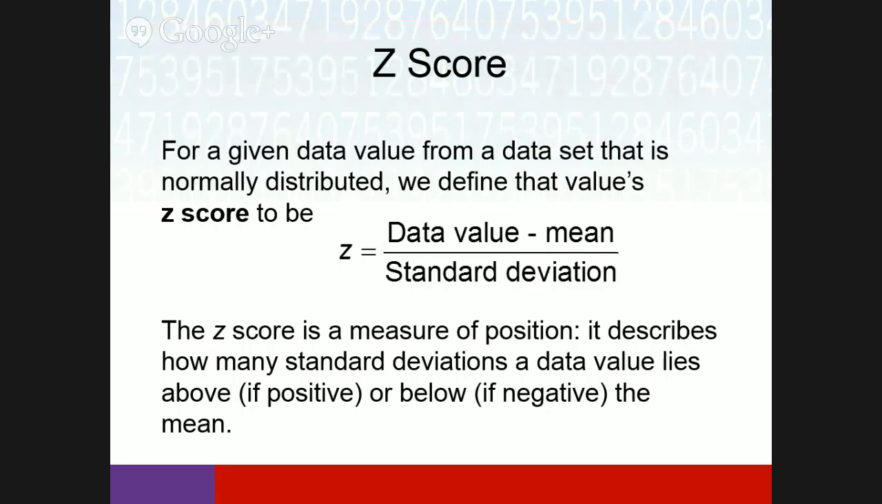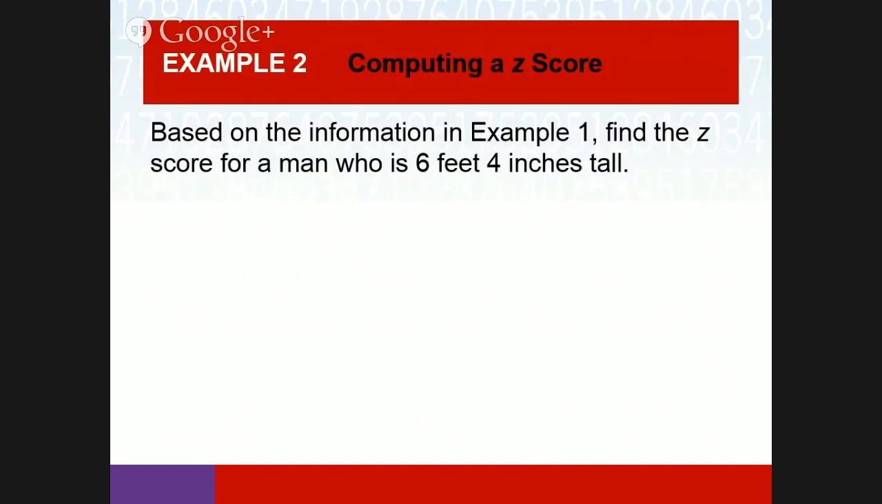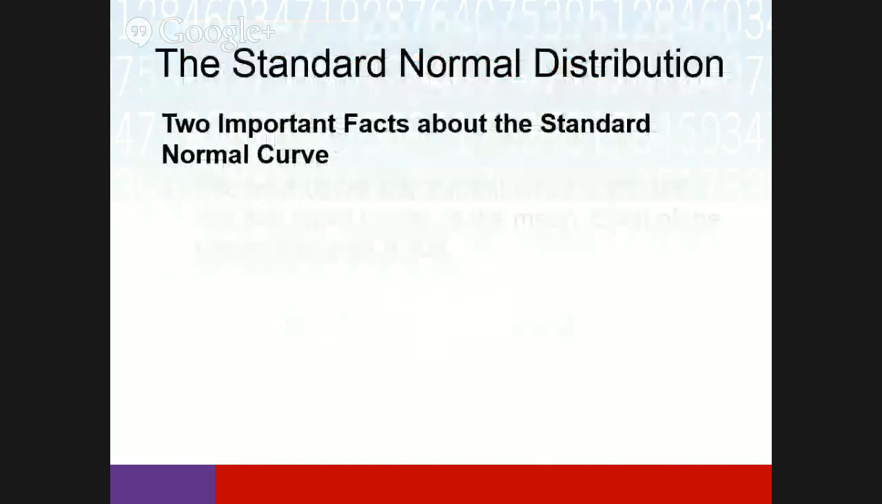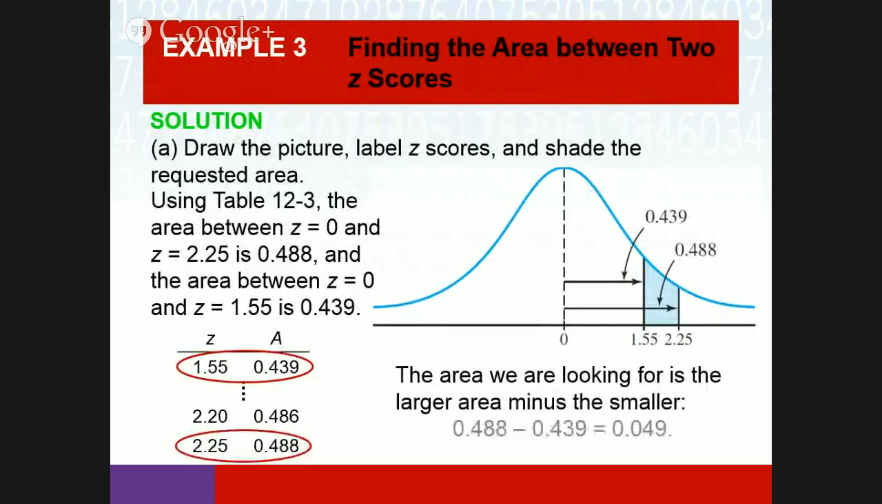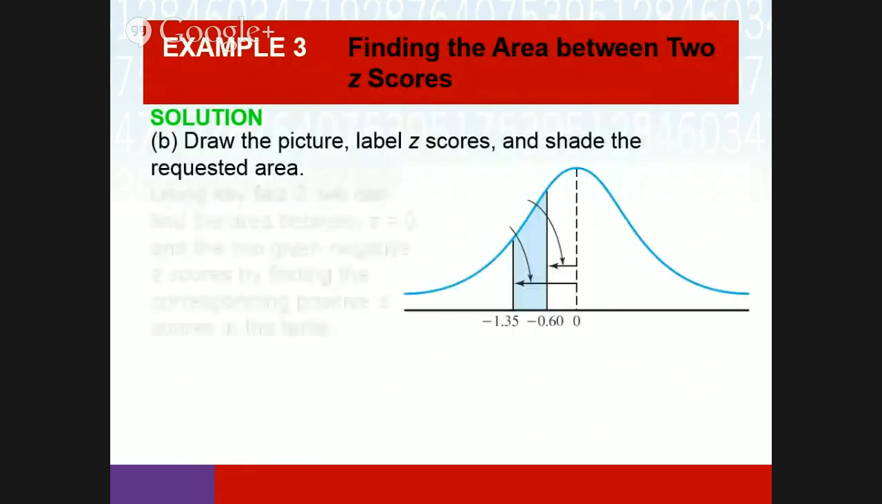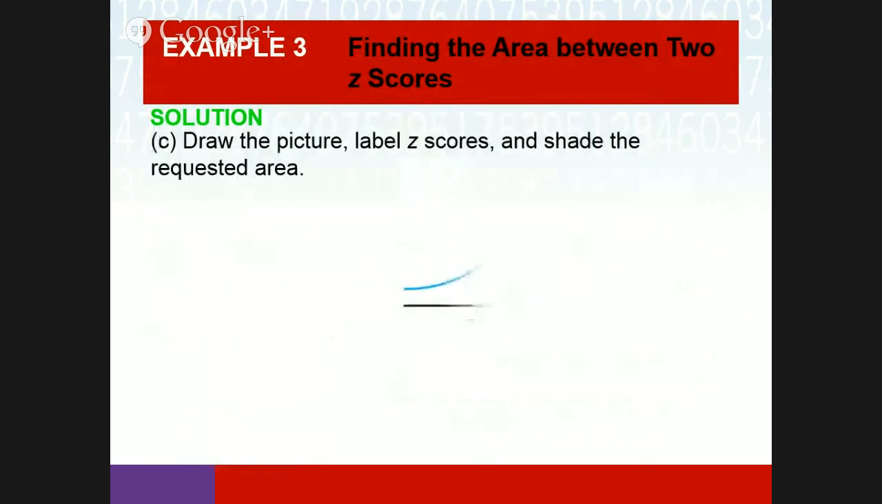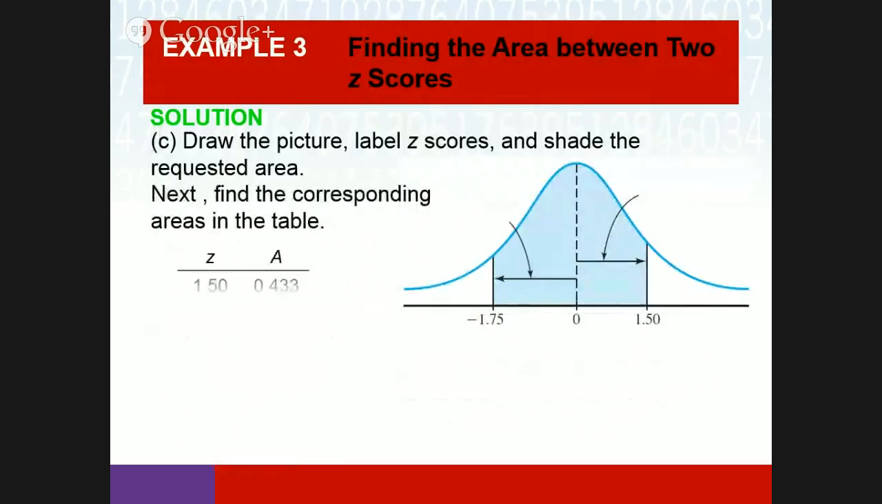The negative part becomes important when you're looking for area between 2 values, because if one's positive and one's negative, you're going to add the areas. If they're both positive or both negative, you're going to subtract the areas. And then the last thing we're going to look at is the area above and the area below, so the area to the right and the area to the left, and that's important if it's positive or negative. So we did some examples and looked at some of the tables. I think drawing pictures is very beneficial because you can see if you're going to add or subtract areas. The last one we did was a positive and a negative Z value.